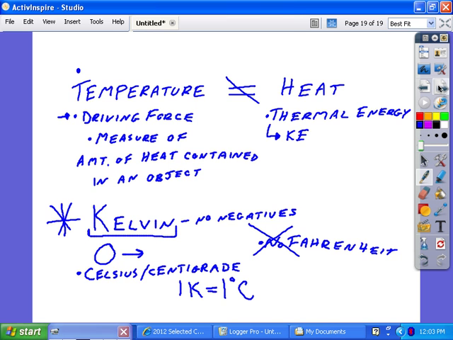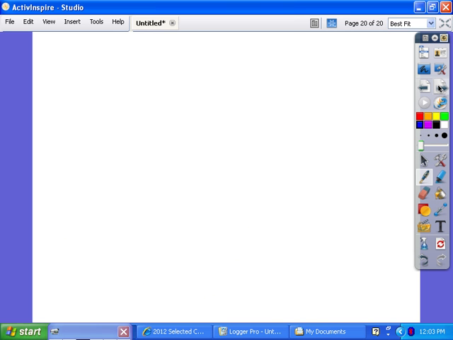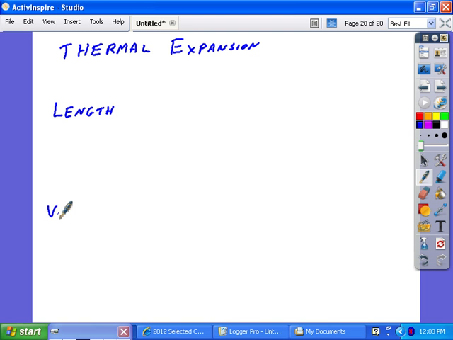All right, now let's get into the actual usefulness of this stuff. First thing that your book talks about is thermal expansion. There's two different types that we can deal with. First one is length. Second one is volumetric. These are insanely similar. That's why I'm putting these on the same exact board here.